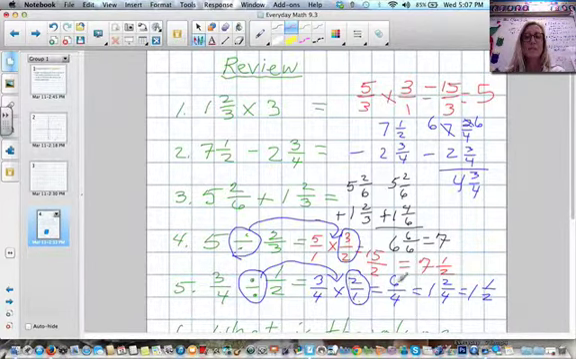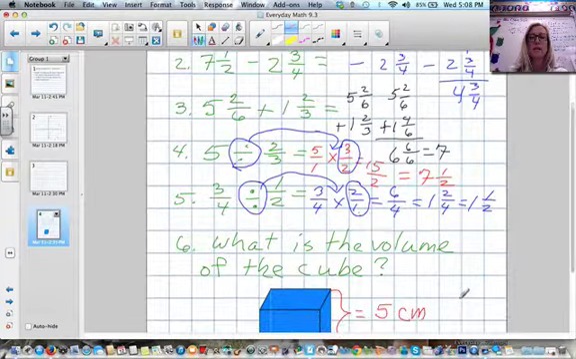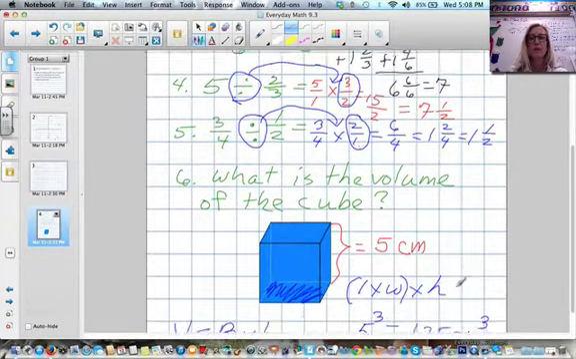3 times 2 is 6. And then on the denominator, 4 times 1 is 4. 6 over 4, which equals 1 2/4. And we can simplify that to 1 1/2. And then let's just scroll down for that problem on volume.